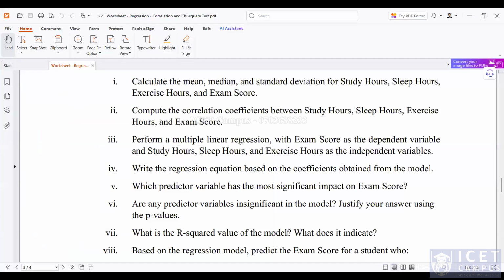The next question. Perform multiple linear regression with exam score as the dependent variable and study hours, sleep hours, and exercise hours as independent variables. So this is actually multiple linear regression. The previous questions had only one independent variable and one dependent variable, but this one is different because there are three independent variables for one dependent variable. That is why we have to perform multiple linear regression here. We can try that.